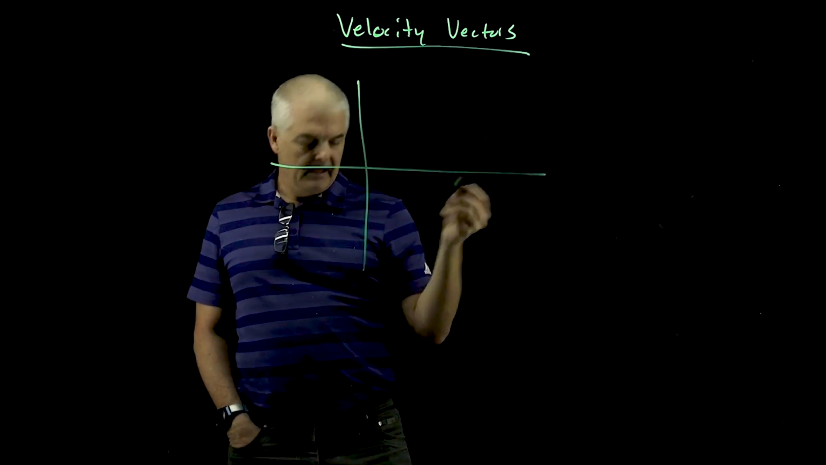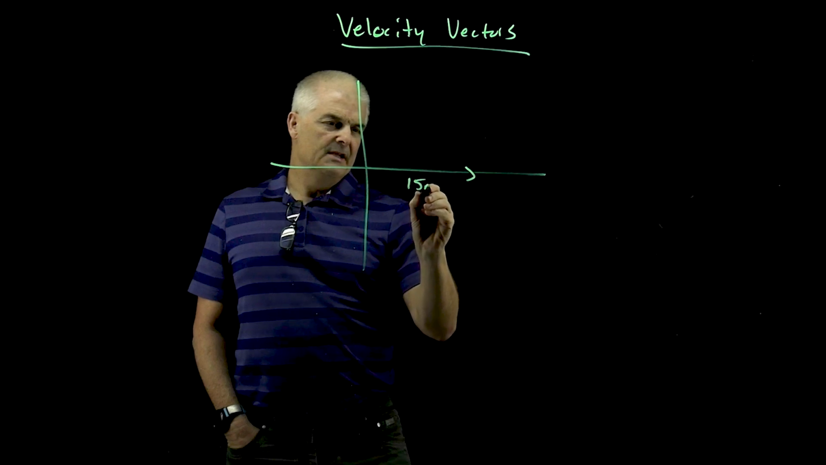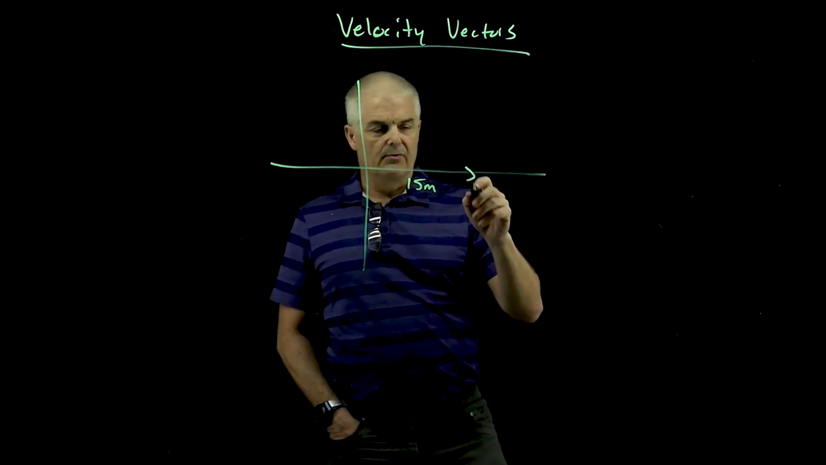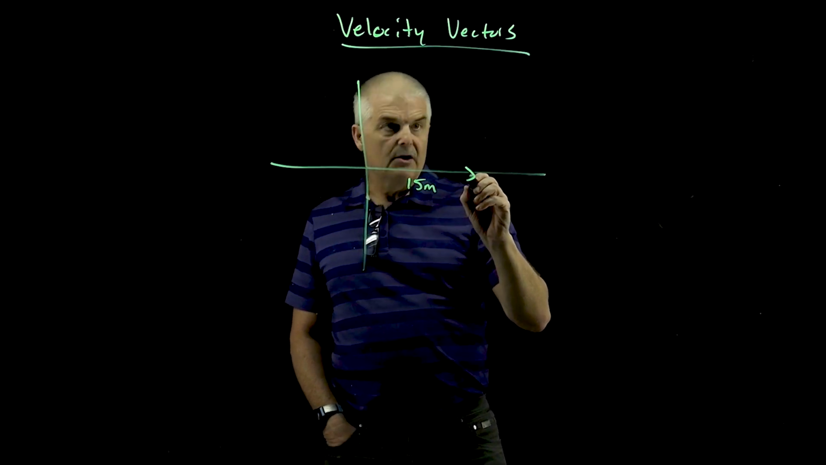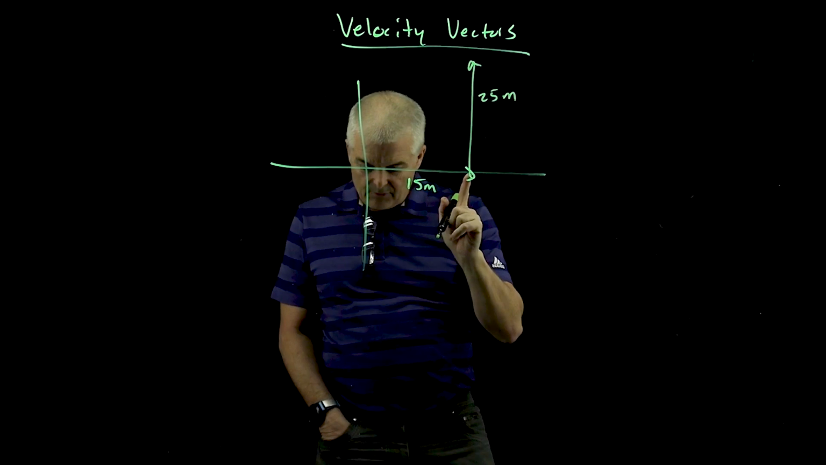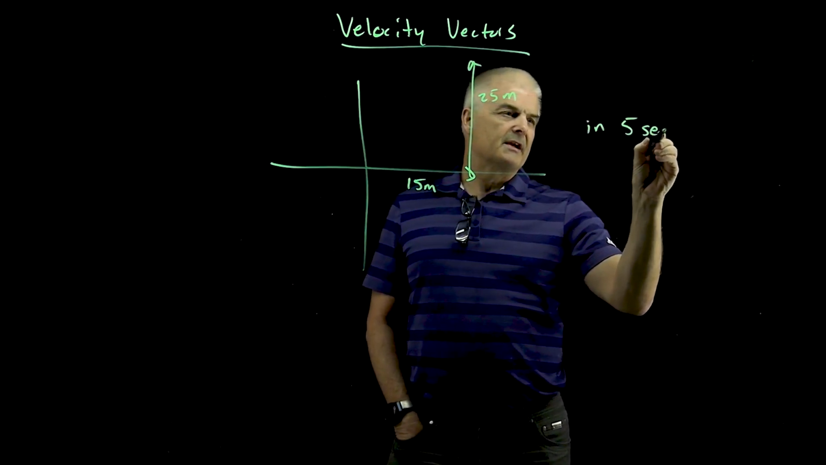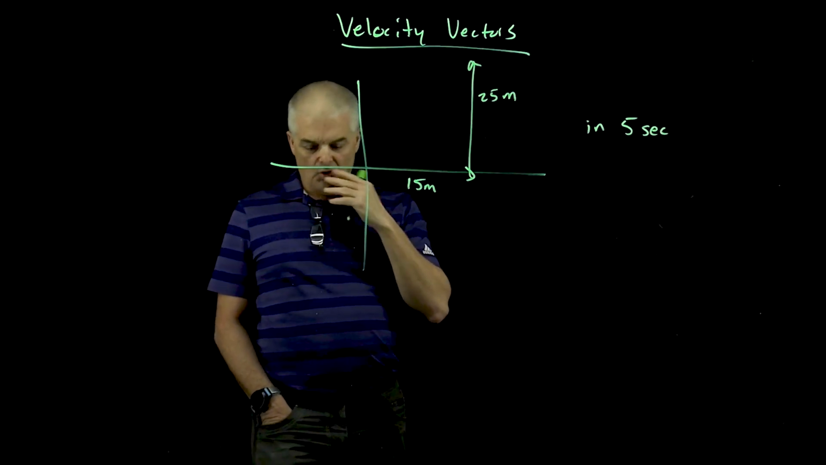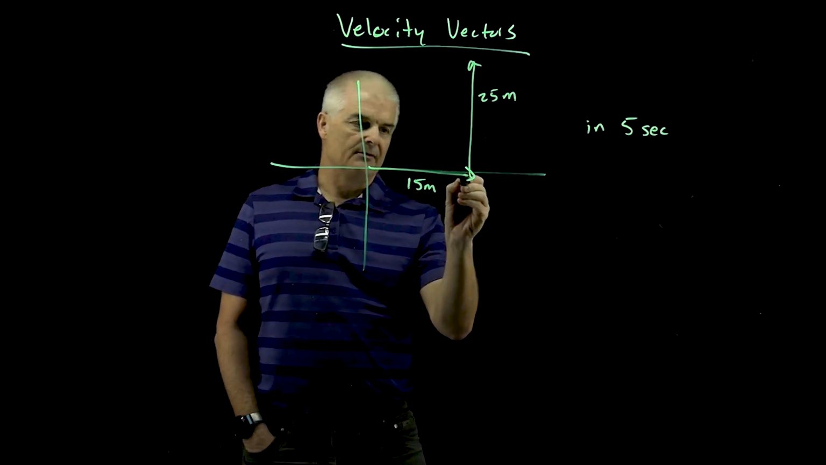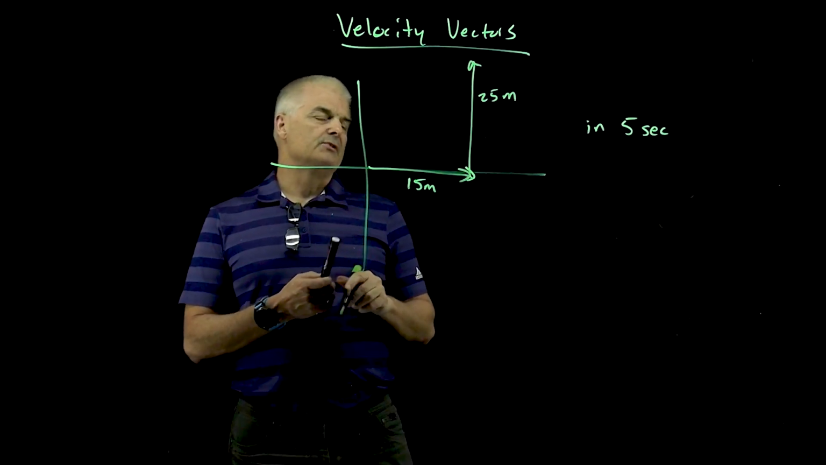Now let's say that Joe or somebody travels 15 meters to the right on the x-axis, and then goes up 25 meters. But we're going to add that this is in 5 seconds. The question is, what is his velocity? So what's Joe's velocity? He first travels in this direction, and then he travels in the upward direction.